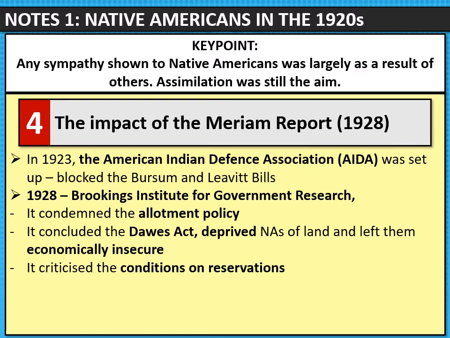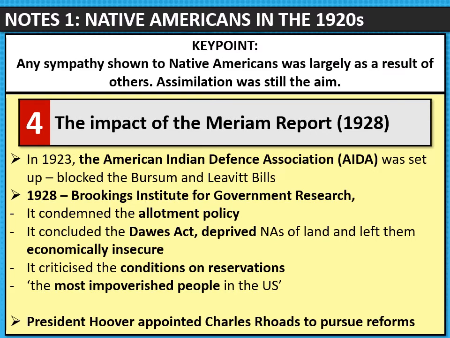Here is the key though, it does not argue against assimilation. Once again, it argues against the methods that have been employed. By depriving Native Americans of land, by providing poor conditions, by leaving them economically insecure, they are unable to assimilate properly. The report concludes that Native Americans are the most impoverished people in the United States of America.